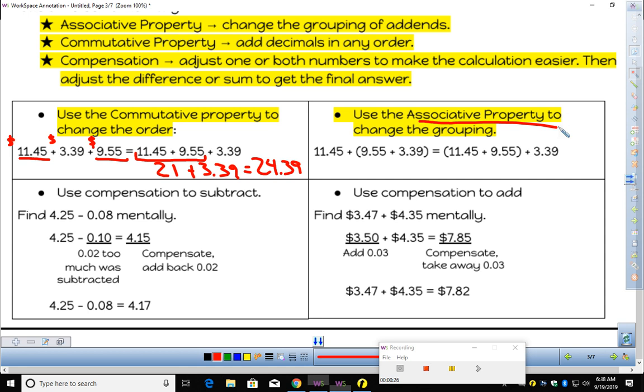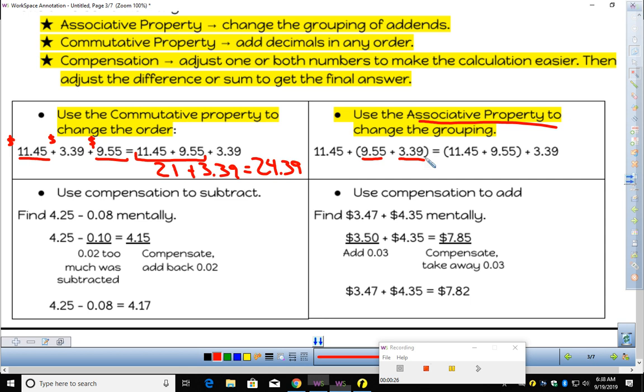The associative property says you can change the grouping. Notice here in this left problem that $9.55, 9 and 55, is grouped with 3 and 39, and parentheses tell me I need to add those first. But that's not a problem I feel like I could solve mentally.